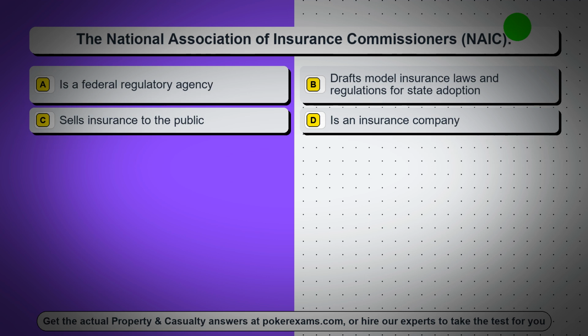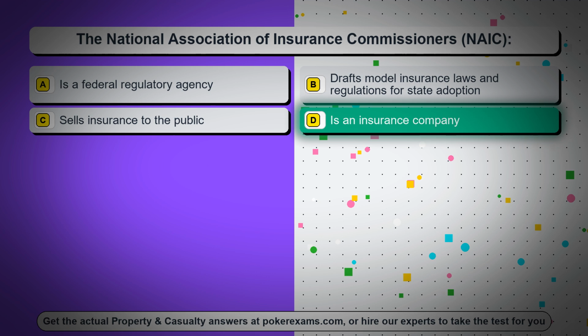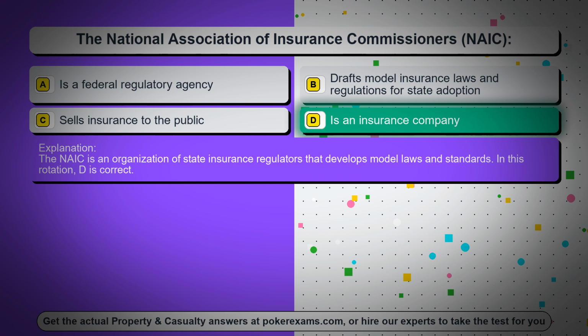Question 15. The National Association of Insurance Commissioners, NAIC: Option A, is a federal regulatory agency. Option B, drafts model insurance laws and regulations for state adoption. Option C, sells insurance to the public. Option D, is an insurance company. The correct answer is option D, is an insurance company. The NAIC is an organization of state insurance regulators that develops model laws and standards. In this rotation, D is correct.